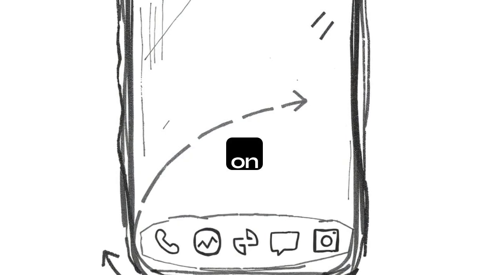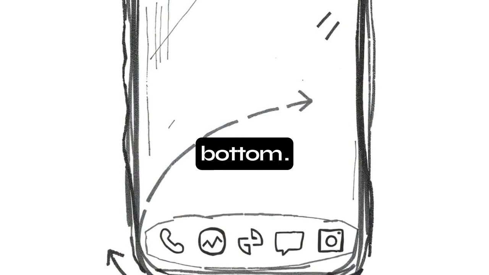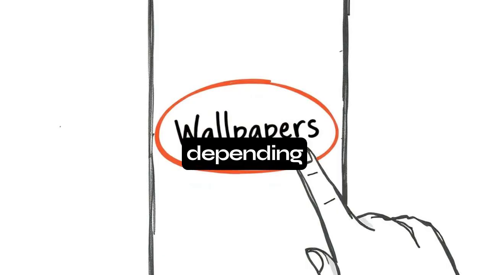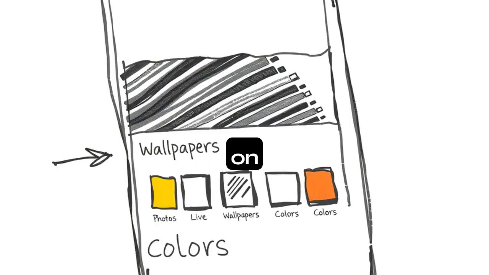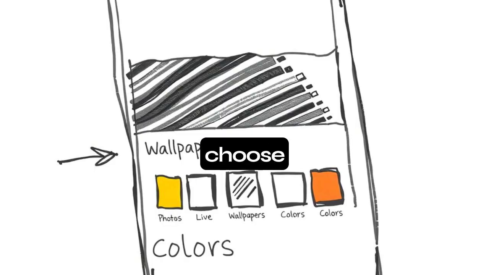Now, long press on an empty space on your home screen until the customization menu appears at the bottom. Tap on Wallpapers or Wallpapers and Style, depending on what your phone shows. On this screen, you'll see your current wallpaper and wallpaper categories you can choose from.